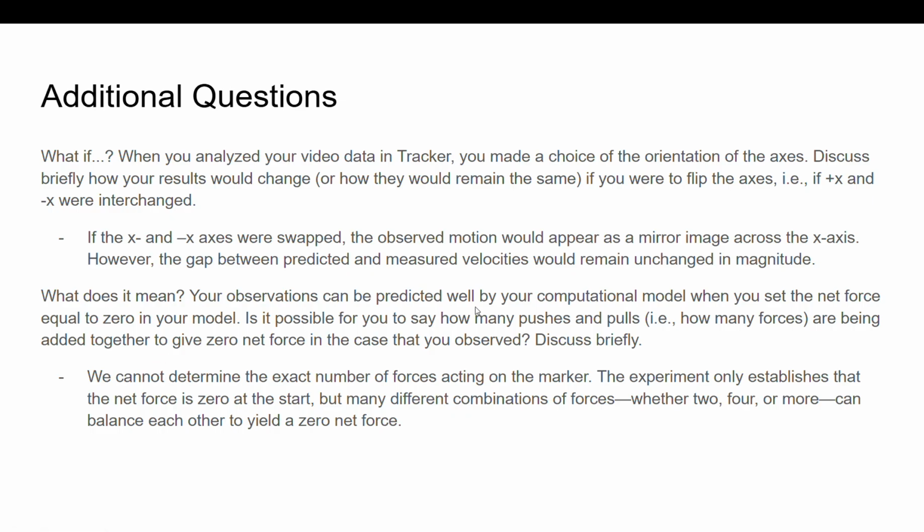And for this question, is it possible for you to say how many pushes and pulls are being added together to give zero net force in the case that you observed? The answer I got for that was we cannot determine the exact number of forces acting on the car. The experiment only establishes the net force is zero at start, but many different combinations of forces, whether 2, 4, or more, can balance each other to yield a zero net force.